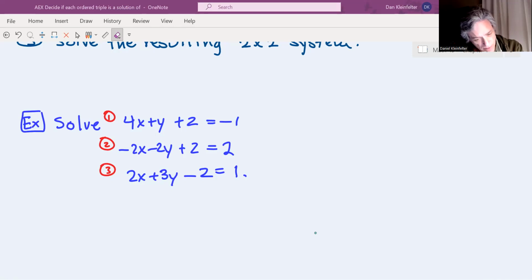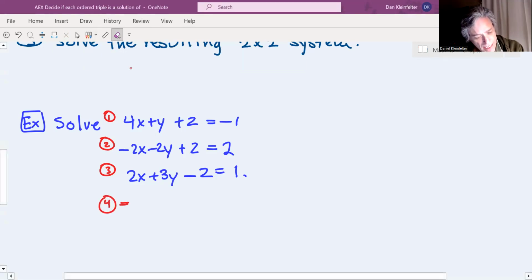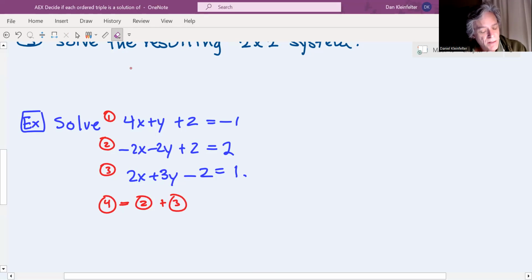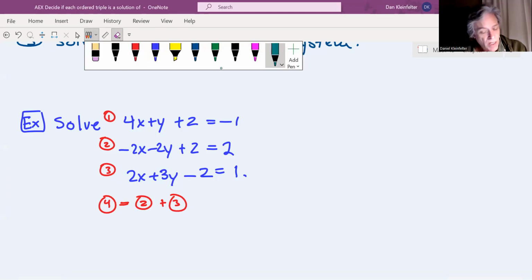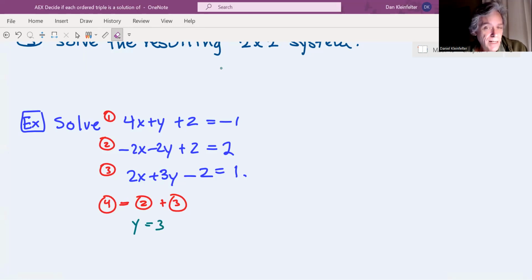So let me write a recipe for a fourth equation. We're going to get an equation 4 by adding together equations 2 and 3. Circled numbers are equation numbers, okay? This is just a reminder to myself that I'm adding together equations 2 and 3. This is going to give me a new equation 4. Okay, so let's try. Negative 2x plus 2x is no x's. Negative 2y plus 3y is a single y. Negative z plus z is no z's. And then 2 plus 1 gives 3. Okay, so this one we got lucky at the very beginning. We found out right away that y was 3.